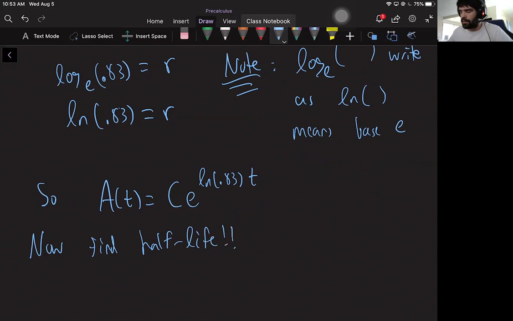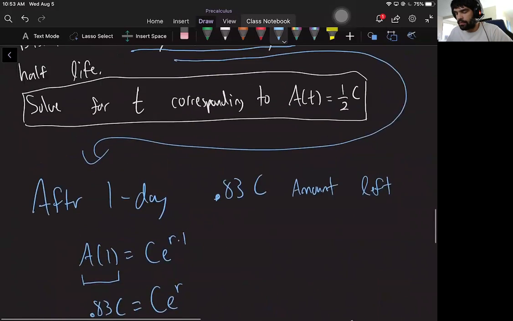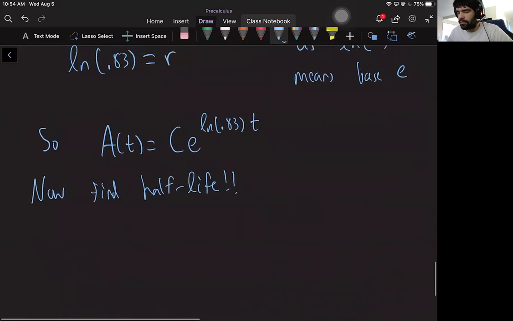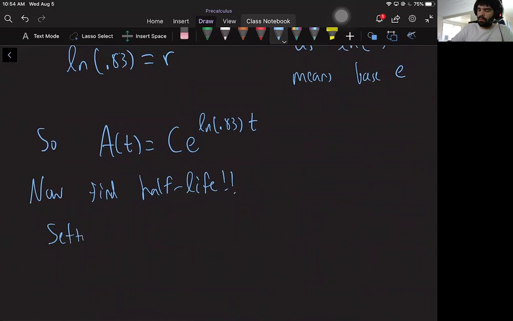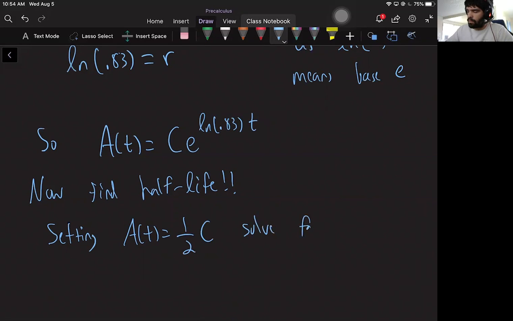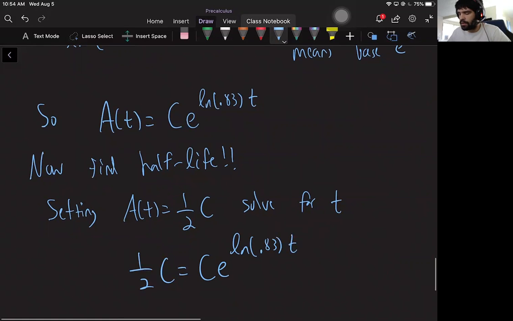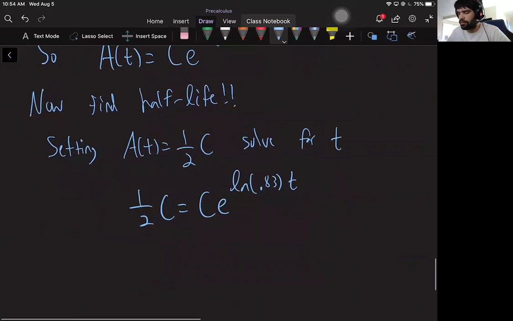And how do we do that? Well, that's what I said at the beginning, way up here. We should be solving for a time, because it is an amount of time that has passed. But what we're really doing is setting A of t equal to half the initial, 1/2 C, and then solving for t. So if I just put that there, I end up with this. And now I'm in a situation where I can solve for t, because the C's are again going to cancel if I just divide them out.